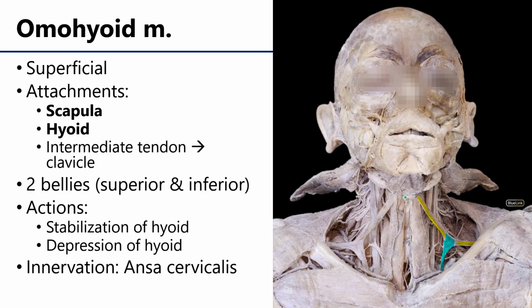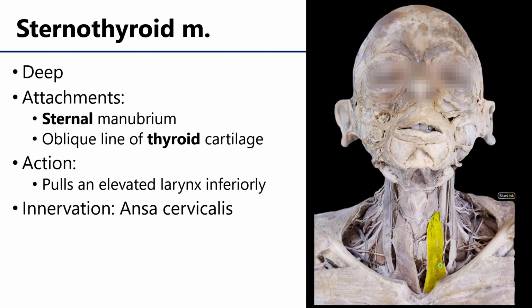The other superficial infrahyoid is the omohyoid, going from the shoulder blade up to the hyoid bone with that intermediate tendon that connects it to the clavicle. It, like the sternohyoid, is going to both stabilize the hyoid and depress the hyoid, and it shares that common innervation, the ansa cervicalis.